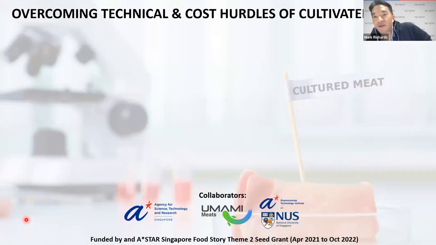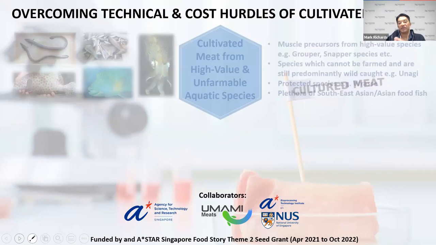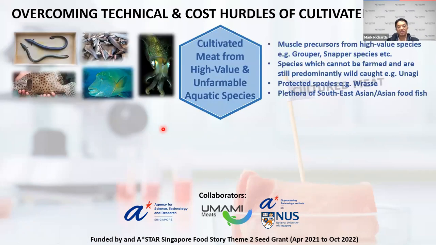So coming to what I do, my research principally focuses on three areas. The first area is on developing cultivated meat cell lines from high-value and unfarmable aquatic species. And what we are doing here is to look at deriving muscle precursors and cell lines from not just high-value species like grouper, snapper, but also species which cannot be farmed and are still predominantly wild-caught. Unagi is one such example which we have worked with.